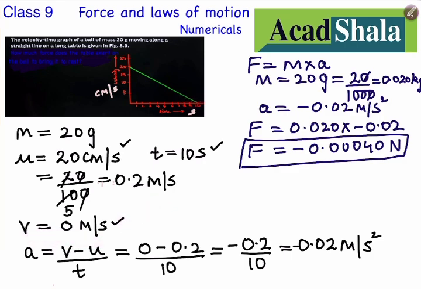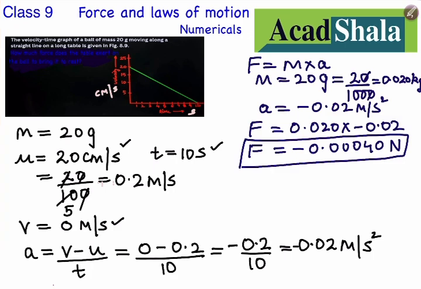Now to find the acceleration. The question says, how much force does the table exert on the ball to bring it to rest? That means some frictional force is applied to bring it to rest. Of course, frictional force will be applied on the ball when it comes to rest. So first of all, we will take out the acceleration. The acceleration formula is v minus u upon t, because all three values are given here.